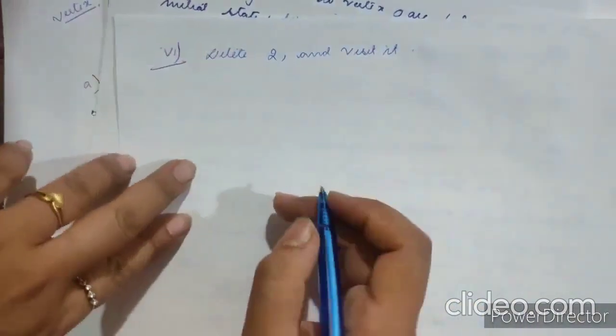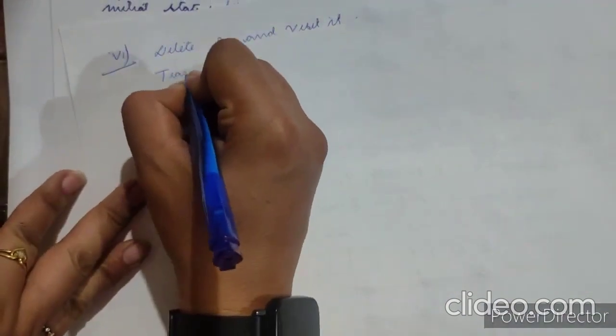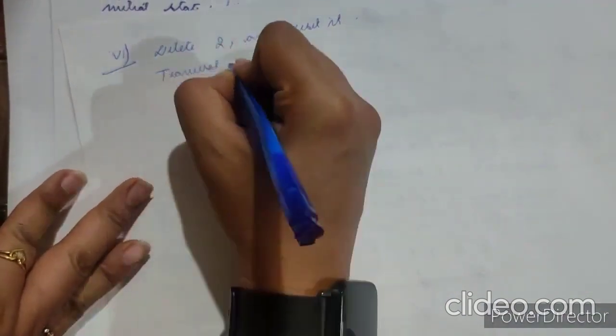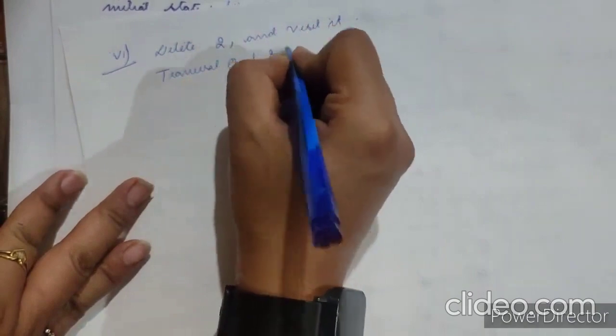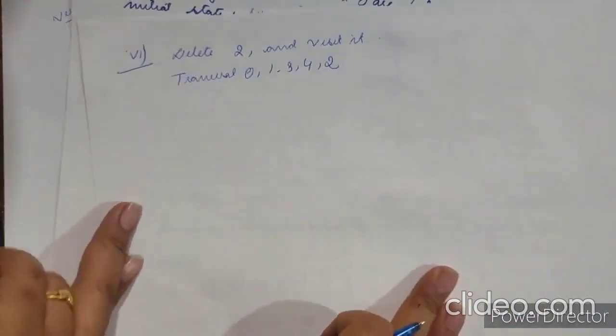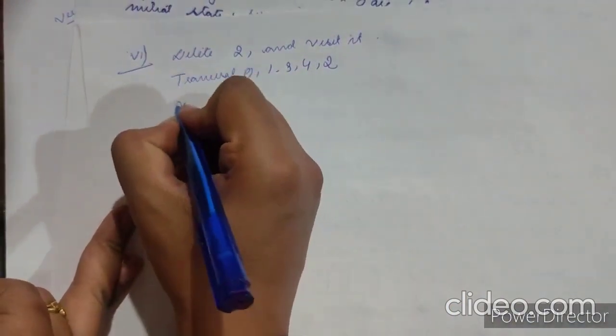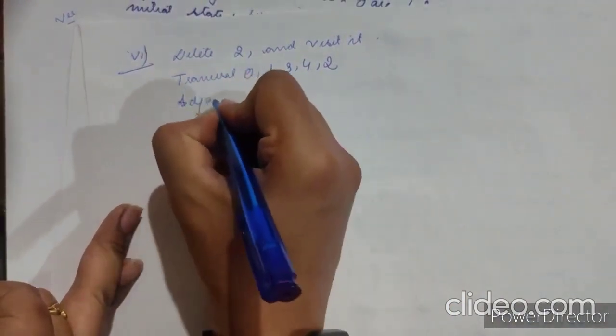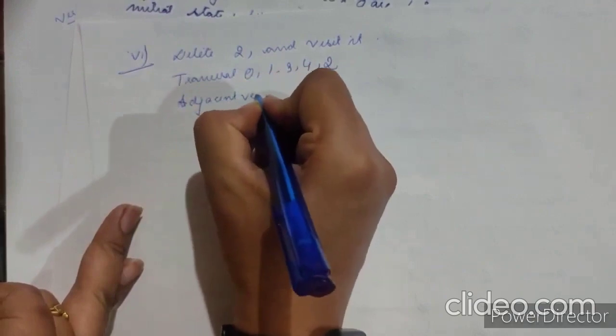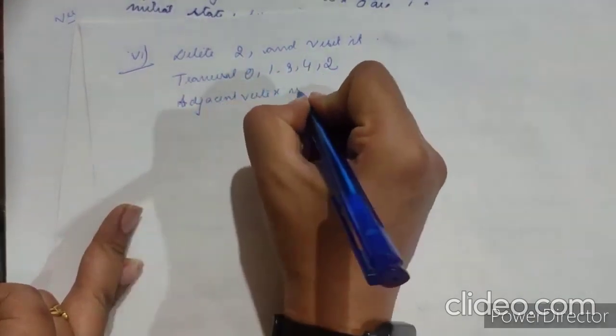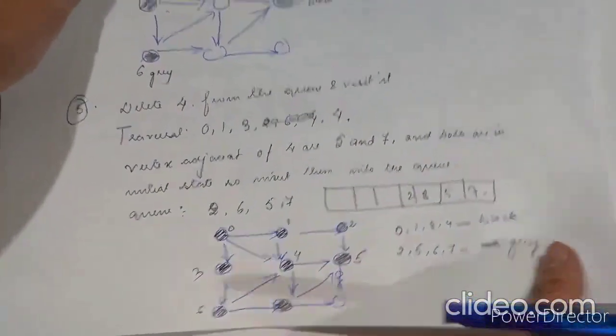So when we visit it, traversal will be 0, 1, 3, 4 and 2. The adjacent vertex is 5. You can see that from 2 to 5 only, right?